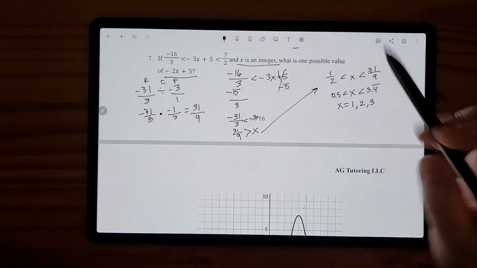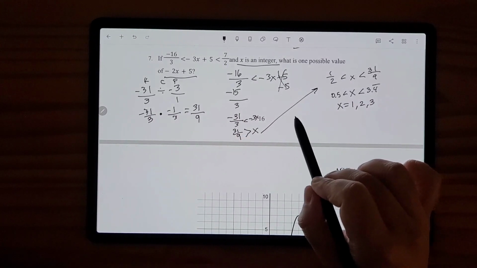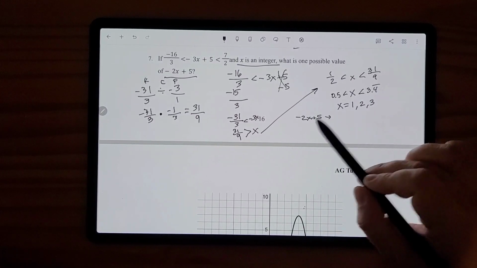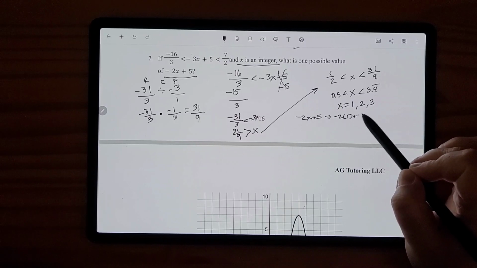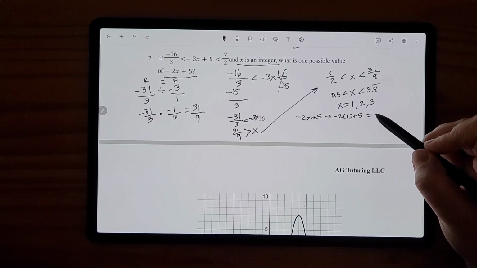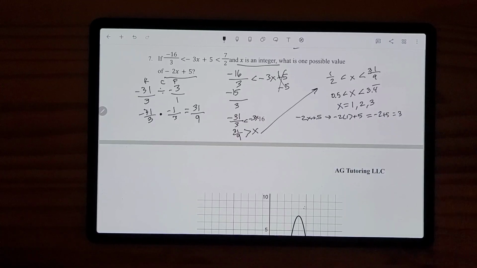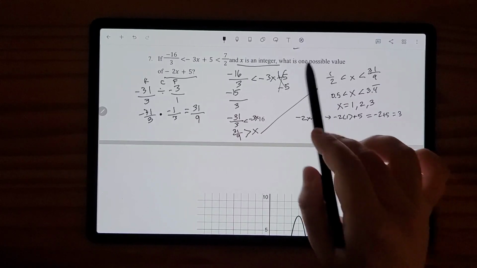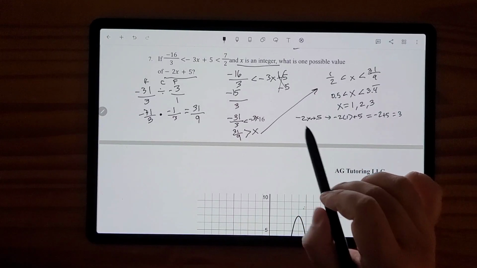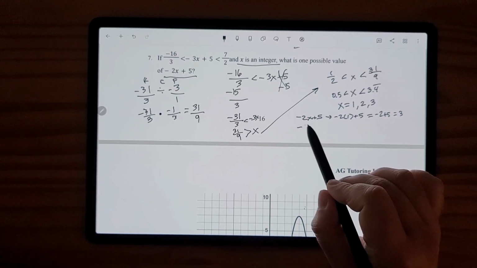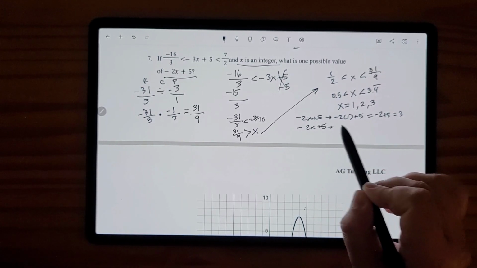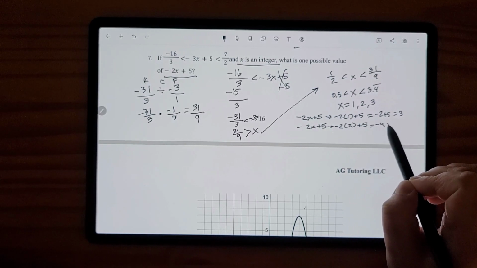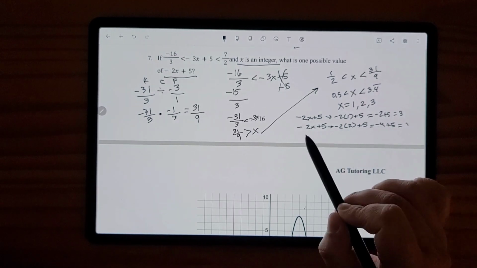Now remember, I'm solving for -2x plus 5. So if I want to do -2x plus 5, for x equaling 1, that would be -2 times 1 plus 5, which would be -2 plus 5, which gives me +3. If I wanted to pick 2, which is completely fine because it's only asking for one possible value, not a specific value, I'd do the same thing, -2x plus 5, but instead of 1, I'm going to plug in 2 for x. So then it's going to be -4 plus 5, which is equal to +1.